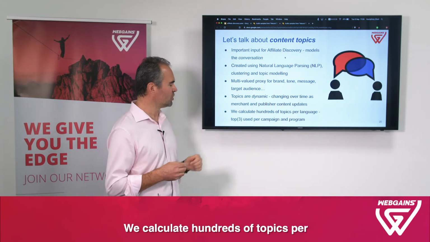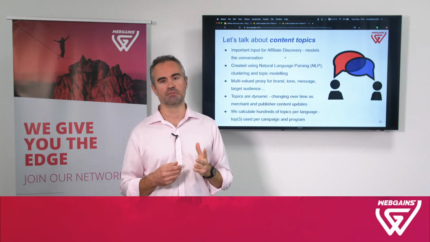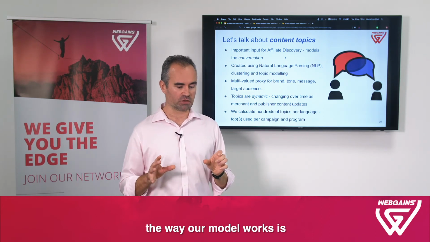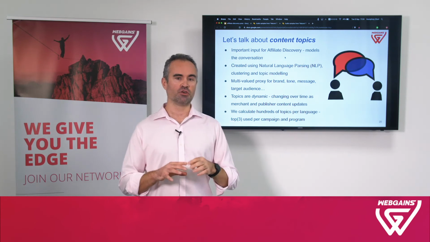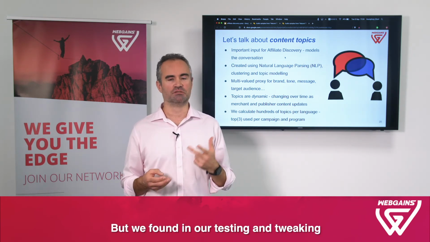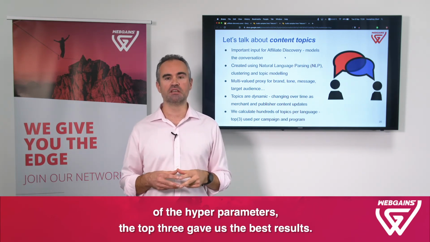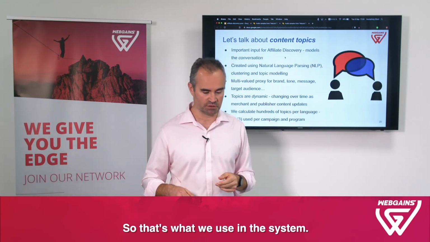We calculate hundreds of topics per language, and right now we use the top 3. So the way our model works is every publisher is able to belong to hundreds of topics, but we found in our testing and tweaking of the hyperparameters, the top 3 gave us the best results. So that's what we use in the system.